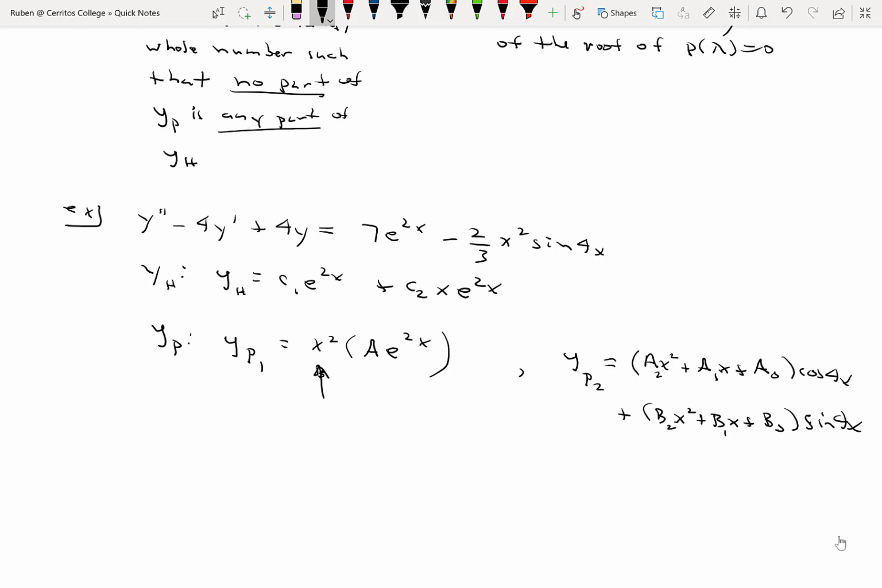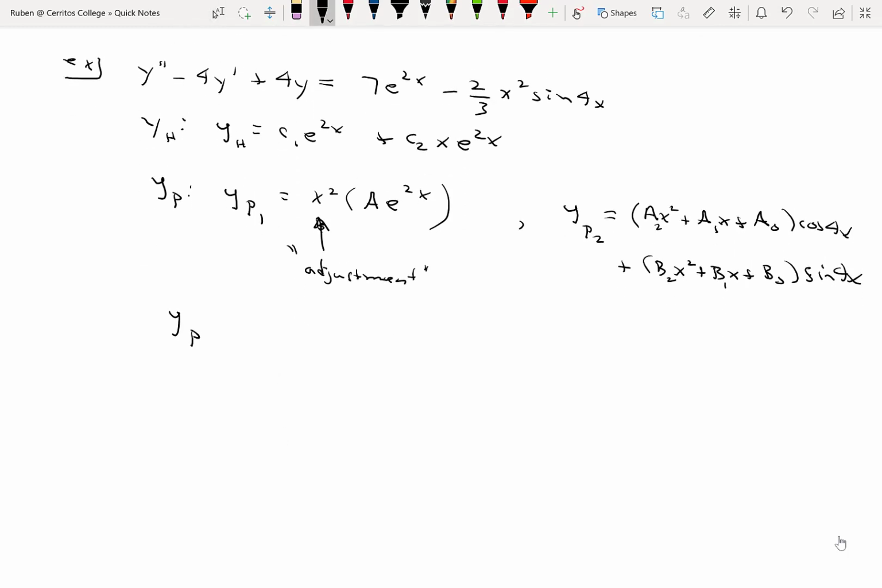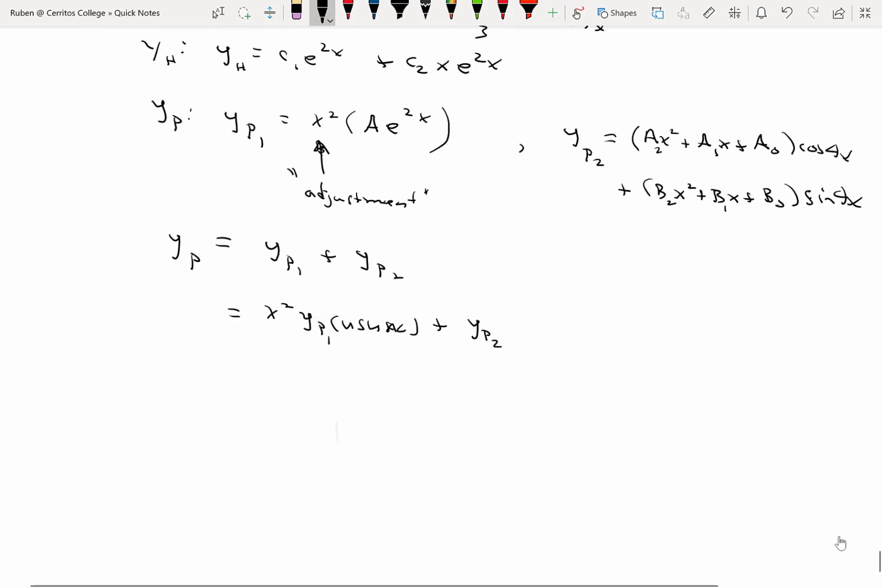Now, for y sub p1, this was our adjustment that we made. We adjusted the usual form in the last example by multiplying by x squared. We don't need to adjust y sub p2. So y sub p is going to be y sub p1 plus y sub p2, where y sub p1 was the adjusted y sub p1 usual, plus we don't adjust y sub p2.